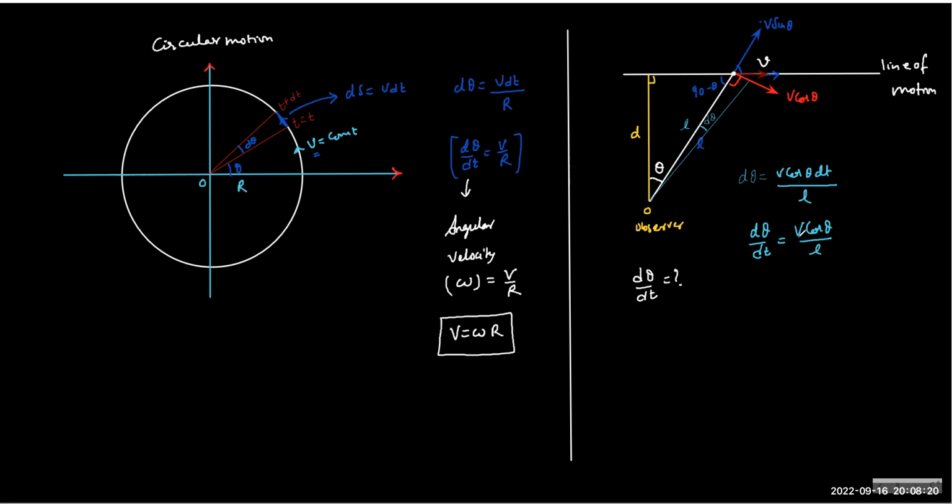What is the L relationship in terms of d? Because L is not given, d is given. L cos theta is d. Am I right? So L we can write as d by cos theta. Tell me guys if you're getting it. So by definition I can rewrite as omega, and the L I can write as d by cos theta. You can see omega turns out to be V cos square theta by d. Is this clear? Yes or no?